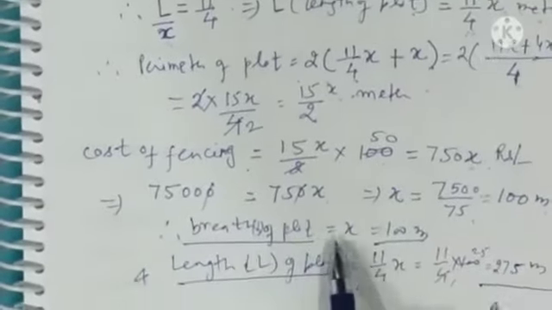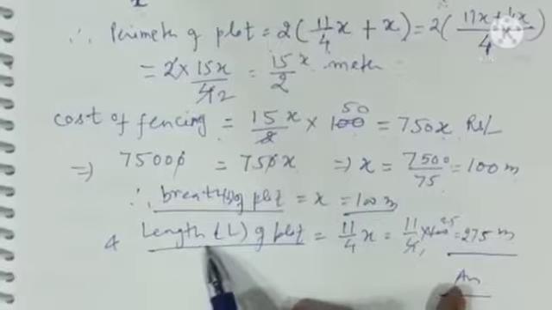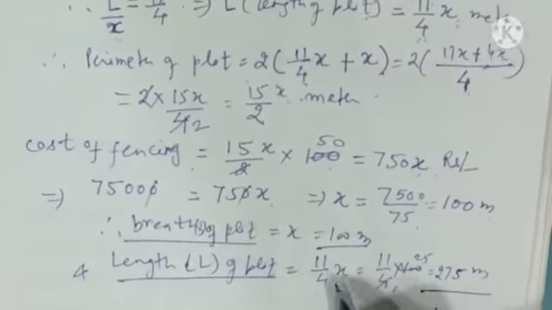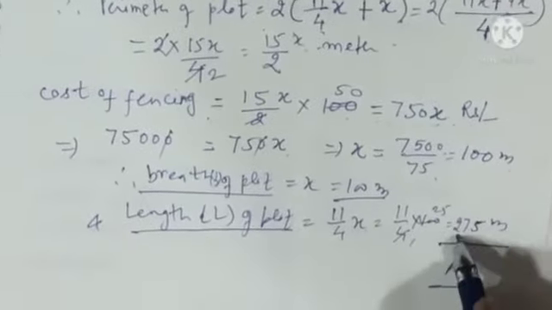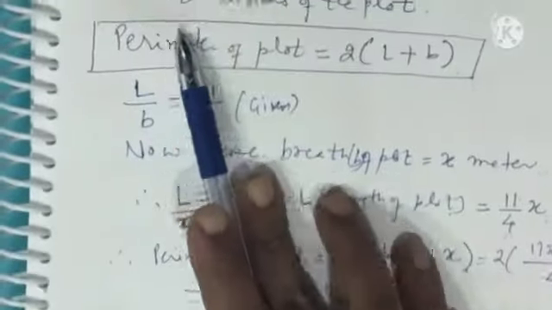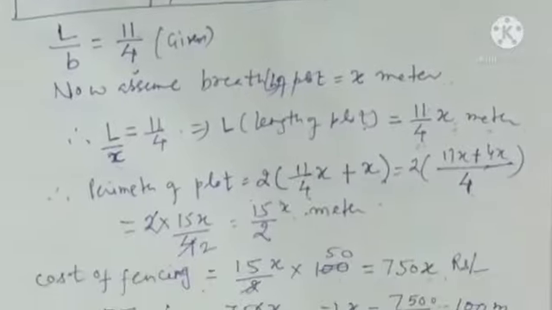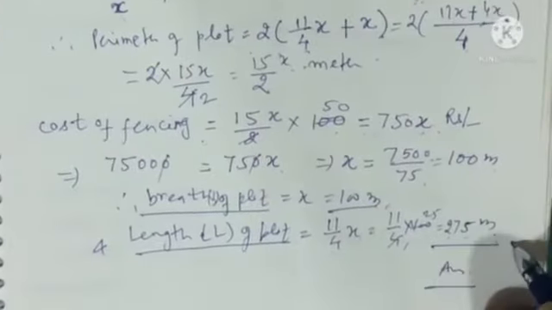Now we know that the breadth of the plot is equal to 100 meter, so we can find the length of the plot. That is 11 by 4 into x. So we find the length is equal to 275 meters. So our question's answer is: the dimension of the plot, in terms of width, is 100 meter and length is equal to 275 meters.